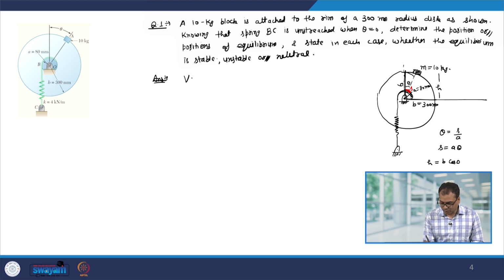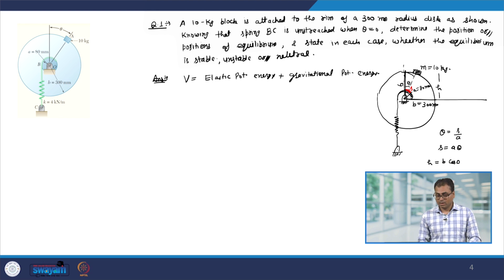So, total potential energy V is the elastic potential energy plus the gravitational potential energy. So, V will be half k into s square, this is the potential energy of the spring, plus mgh.